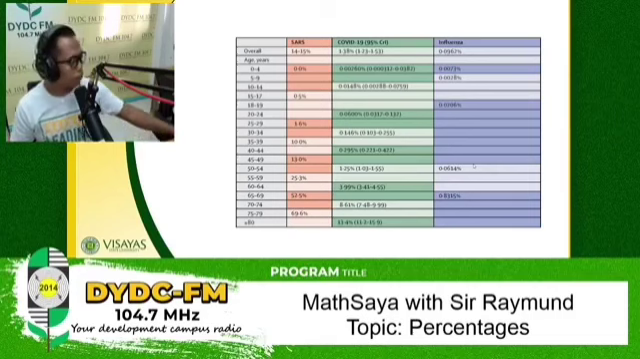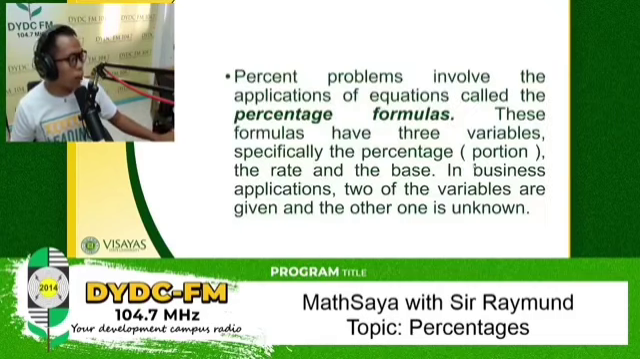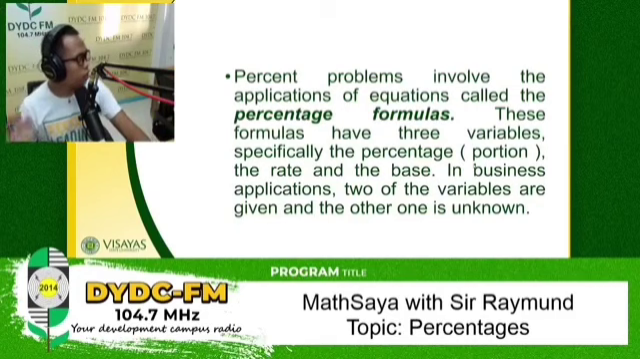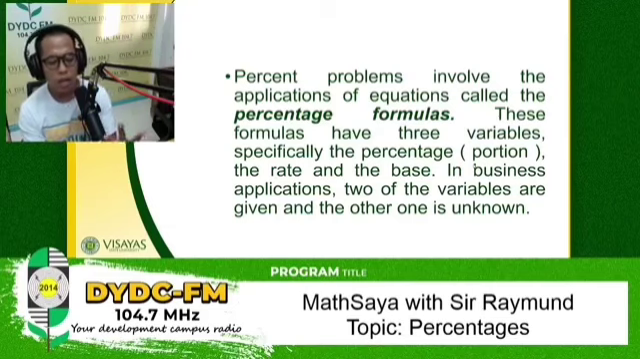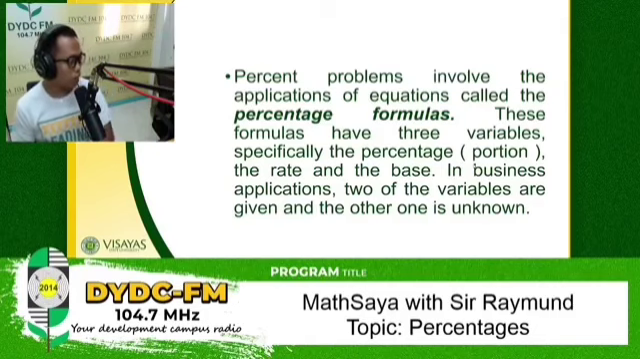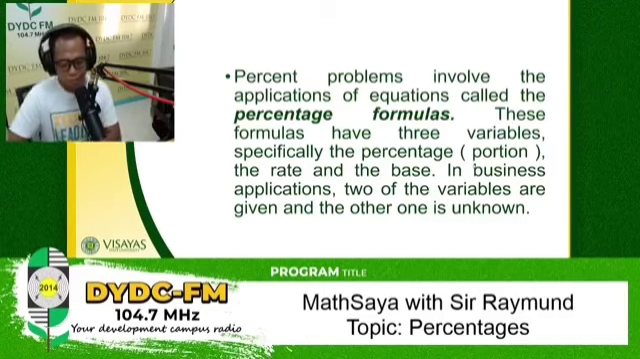So present problems involve the applications of equations called the percentage formulas. Okay? These formulas have three variables, specifically the percentage, ang kanang ato gitawag nga portion, the rate, and the base. So mao ni sila ang naay tulo ka symbol nga P, R, B. So P stands for percentage, B for base, and R for rate. Okay? So in business applications, two of the variables are given and the other one is unknown.